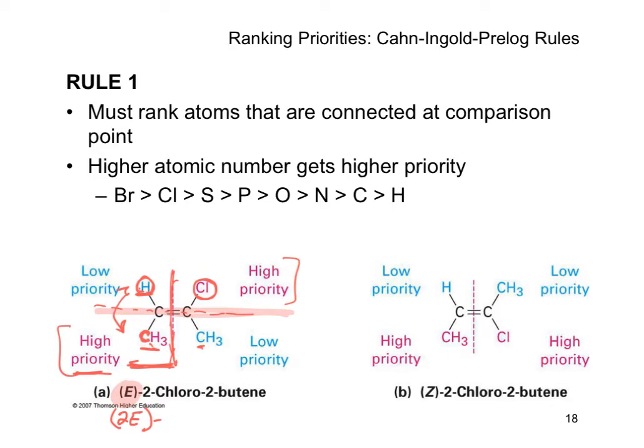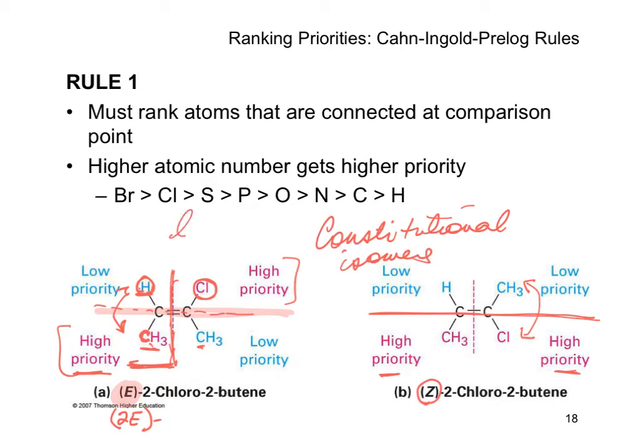And we'll take some examples as we go. Let's take a look at the second one. Again, it's the same groups, but the positions are different. So basically we flipped our CH3 and the Cl such that both the high priority groups became on the same side, and since it's the same side, we are calling it a Z-2-chloro-2-butene. So what you're looking at is the two isomers.